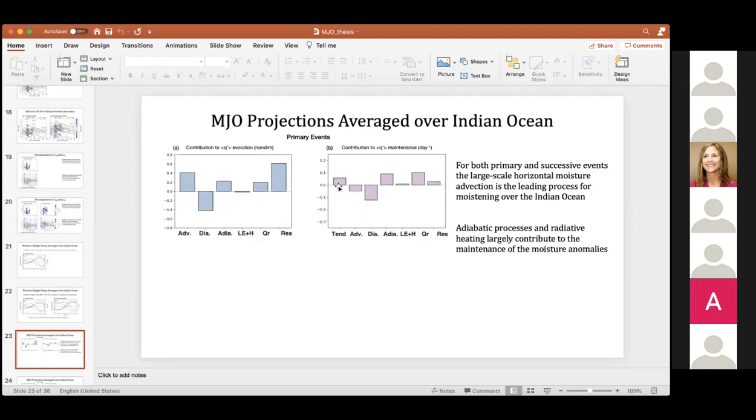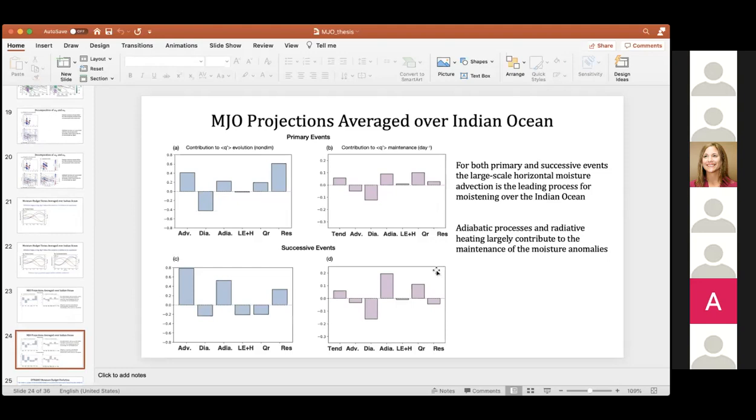Looking at the maintenance, we see that the tendency is positive, which is the first bar, meaning that the MJO is strengthening. The two largest terms contributing to the maintenance of anomalies are the adiabatic term and QR. Advection and diabatic heating contribute negatively, and in both cases of evolution and maintenance, the surface fluxes are negligible. We can see the same thing for successive events, although the magnitudes are a lot stronger.